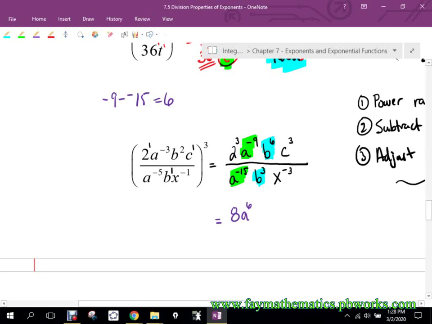B to the 6th over b to the 3rd, what's that going to turn into? B to the 3rd. And then I've got c to the 3rd, right? All over, so those went away when I did that division, right? X to the negative 3rd shows up on the bottom now, right? Yeah. So when I'm done, this thing should look like 8a to the 6th, b to the 3rd, c to the 3rd, x to the 3rd. Does that make sense?